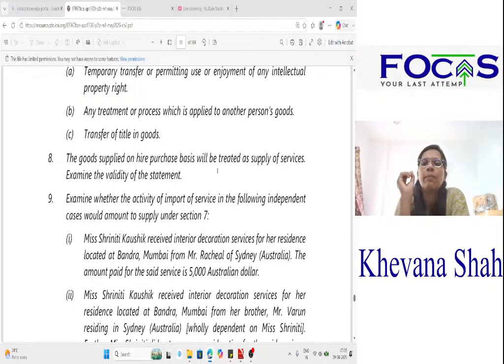Now, see, remember, just because you are going to transfer the title in future on payment, that does not make it a supply of service, okay? Why? Because this is not a temporary transfer of title. The transfer of title is permanent in this case also. So that is the reason this will be a case of supply of goods only and not a supply of services.